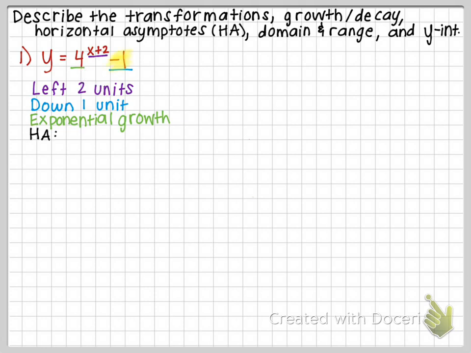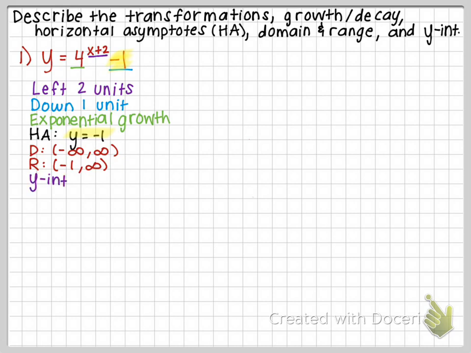Okay, this -1 is our horizontal asymptote at y equals -1. Domain is -infinity to infinity. Range, -1, our horizontal asymptote, to infinity.